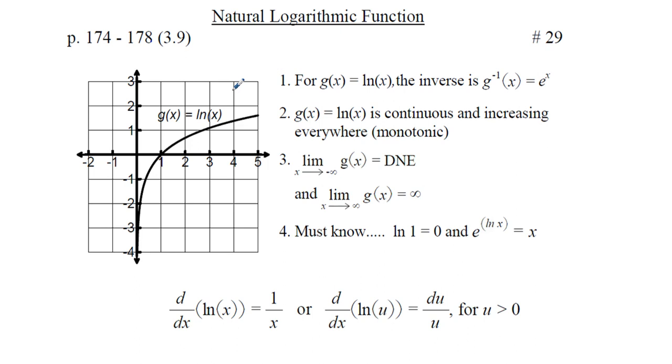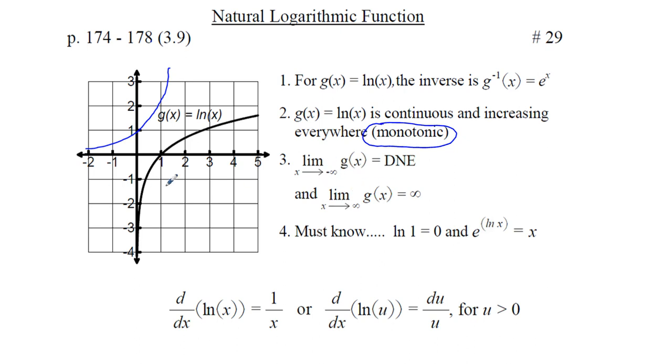Natural Logarithmic Function, and that's going to be g of x equals ln, or natural logarithm of x. For g equals ln x, the inverse of this function is going to be e to the x, like this. That's the inverse I'm drawing in blue. Ln x is continuous and increasing everywhere, and when you're increasing or decreasing everywhere, we call that a monotonic function.